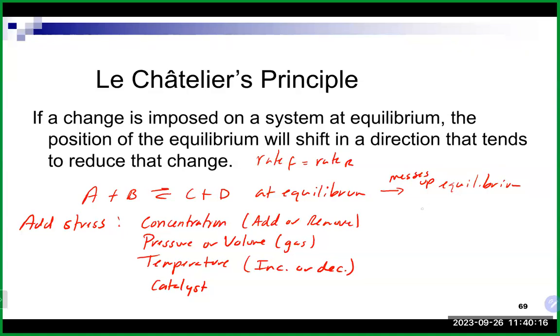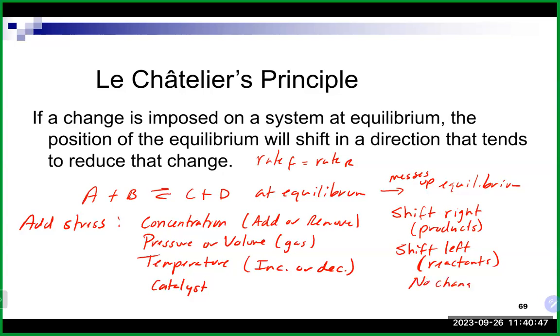And there's really three options that could happen. It is sometimes referred to as shifting to the right, which basically means it needs to make more products. It could shift to the left, which means in order to reach equilibrium, it needs to make more reactants. And there are also some situations where, even though you did something to it, it could have no effect or no change on the equilibrium. So it won't shift one way or the other.